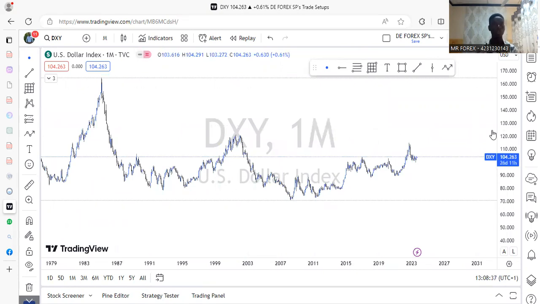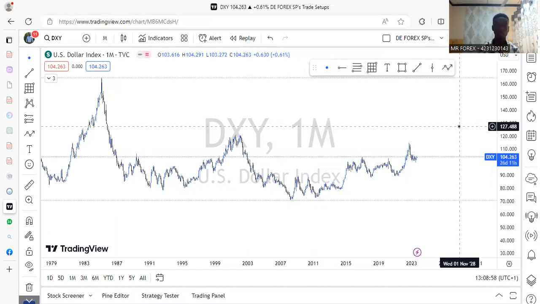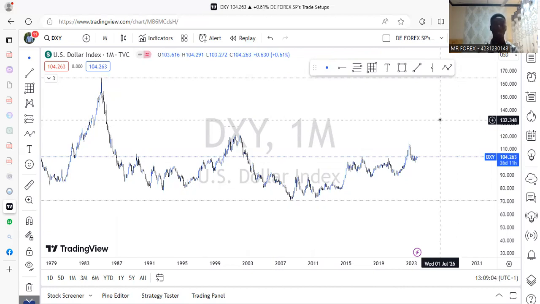So looking at the overall trend, that is the monthly chart. We're going to be paying attention to the monthly, the daily, and the 4-hour. And if you really want to make profit while trading Forex, you have to pay attention to the higher time frames, because that is what is going to help you identify the overall trend of the market and get into a good bias or direction.